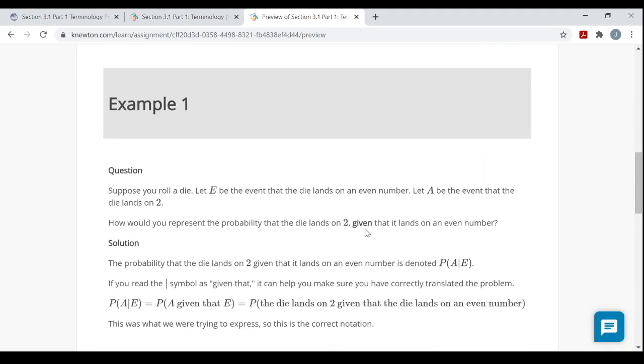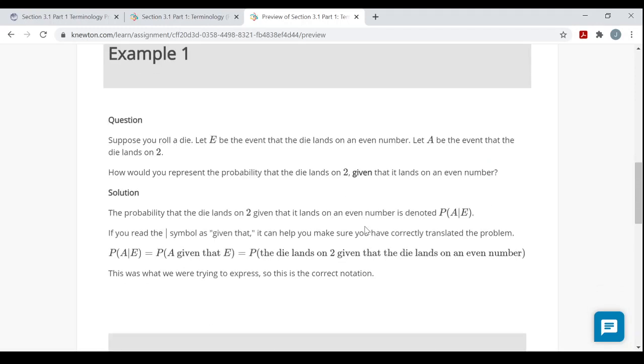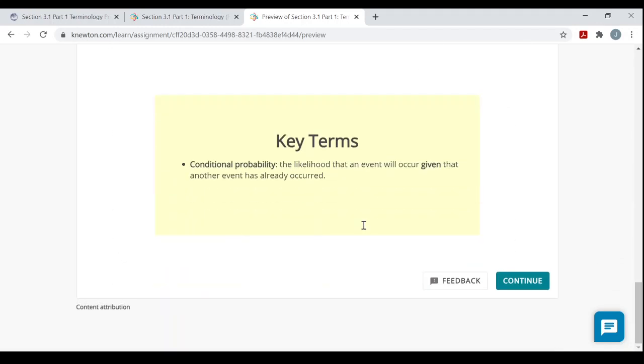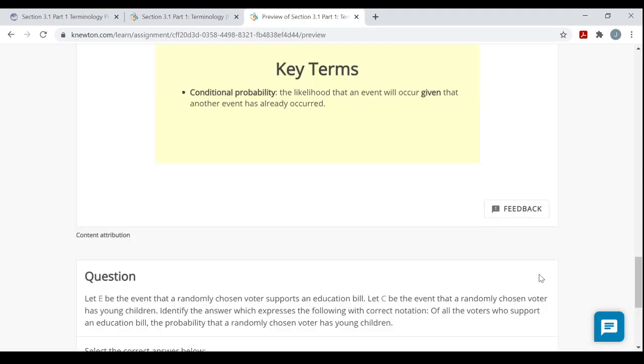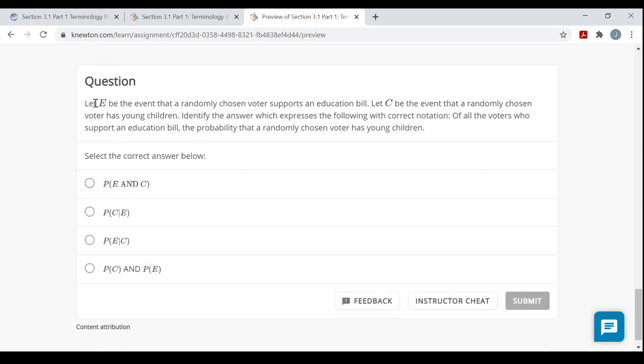All right, so they read through an example here. You can read through these examples; I'll just go to a problem. Here, let E be the event that a randomly chosen voter supports an education bill. So E means a voter supports the bill. Let C be the event that a randomly chosen voter has young children. Identify the answer which expresses the following with correct notation.